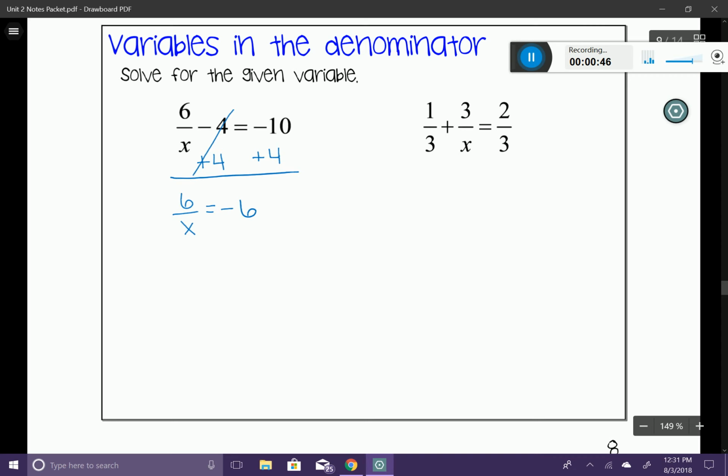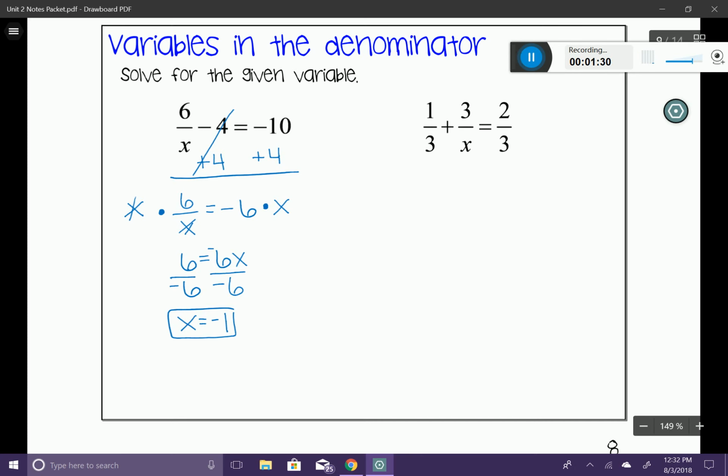Okay, at this point, there are two routes that you can go for this one, and I'm going to show you both of them. The first route is by moving the x out of the denominator. The way that you do that is you simply multiply both sides by that variable x. What that does is it eliminates it from the denominator, and it leaves you with 6 is equal to -6x. It's just a regular equation that you can solve at this point by dividing both sides by -6. So x will leave you with -1. So that's one way to solve this.